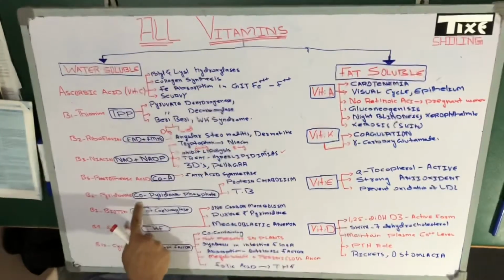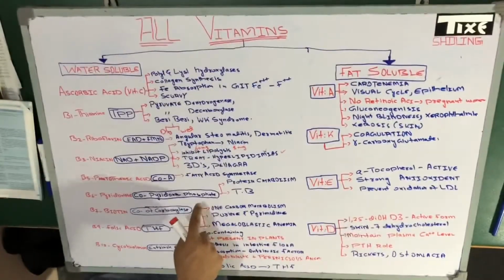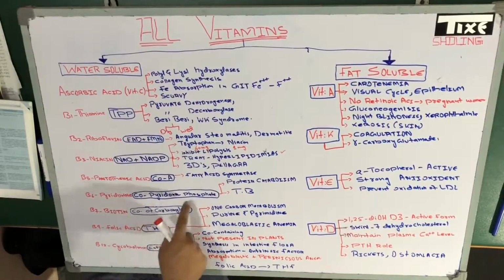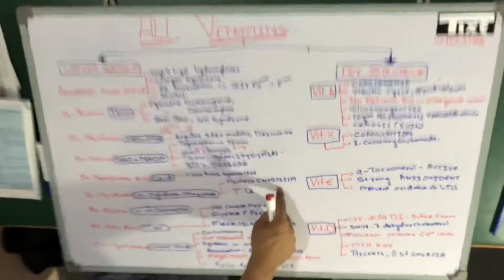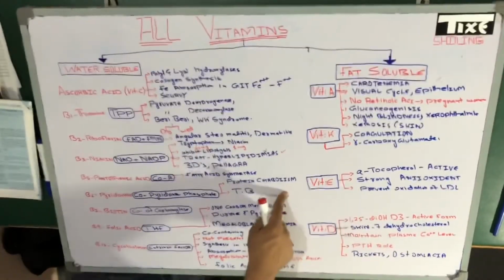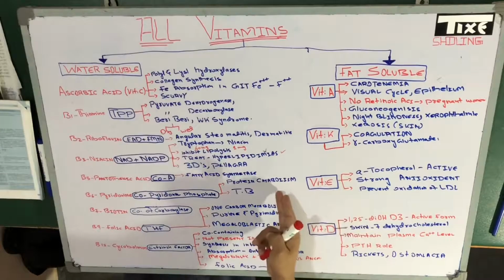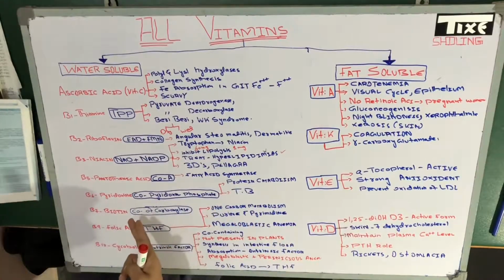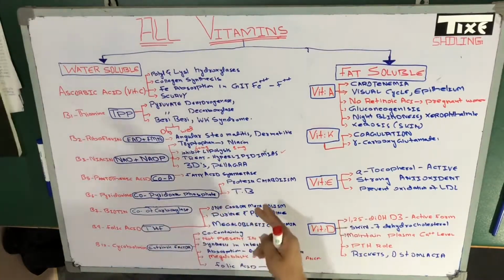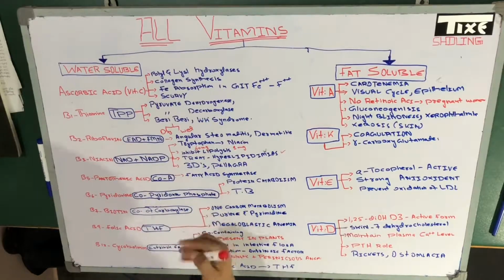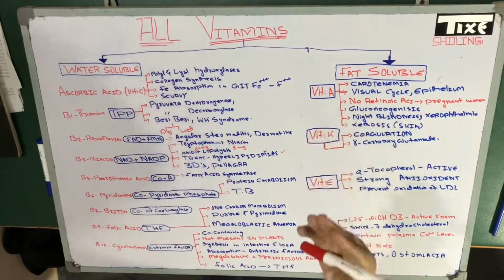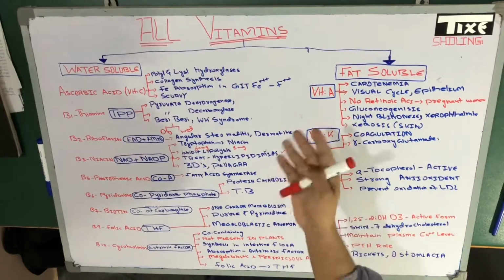The coenzyme pyridoxal phosphate is going to help us in protein catabolism. Remember, in protein catabolism, if they ask you which major vitamin helps in protein catabolism, you're going to answer that it's pyridoxine, or the biologically active form, the coenzyme pyridoxal phosphate.